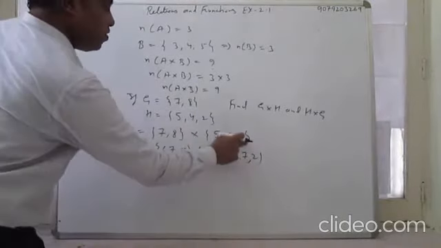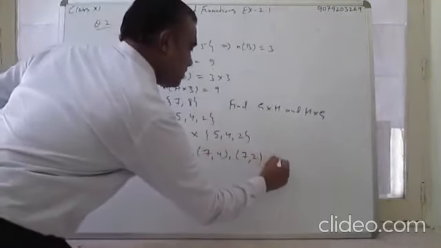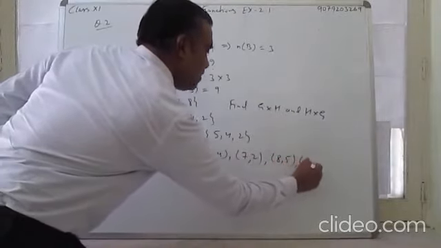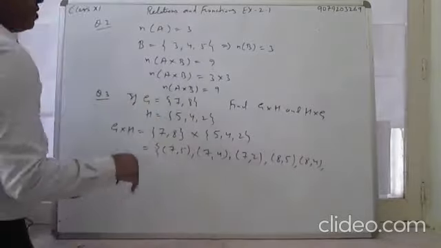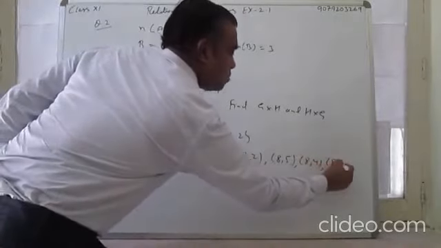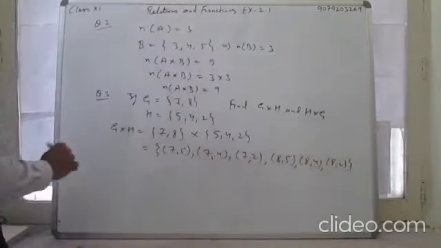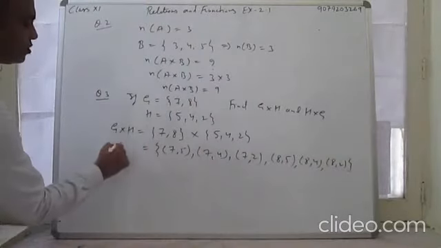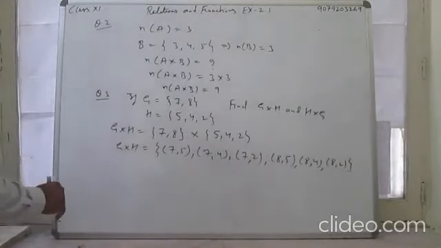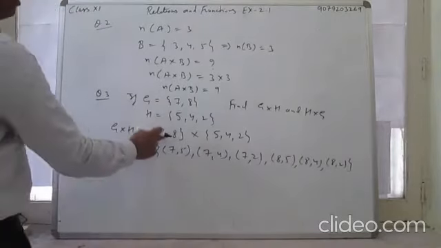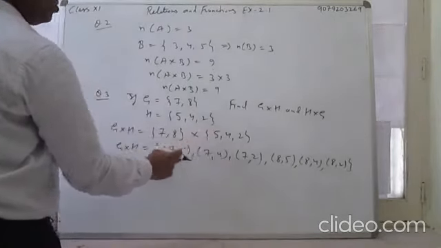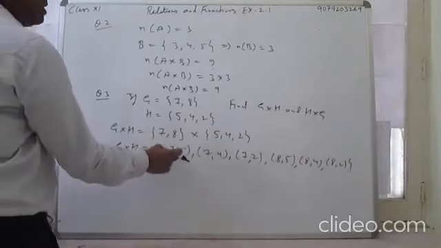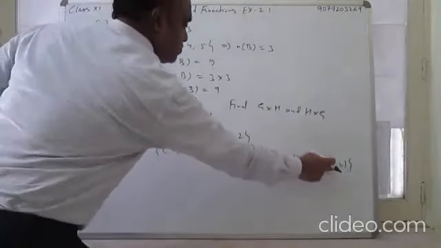Now 8 cross {5, 4, 2}. So it is (8, 5), (8, 4) and (8, 2). So this is G cross H. Now I will find 2 elements in G and 3 elements in H, so the total number of elements of G cross H is 6: 1, 2, 3, 4, 5, 6.